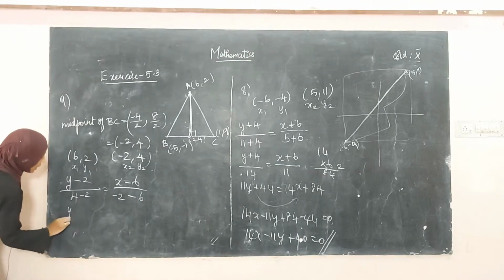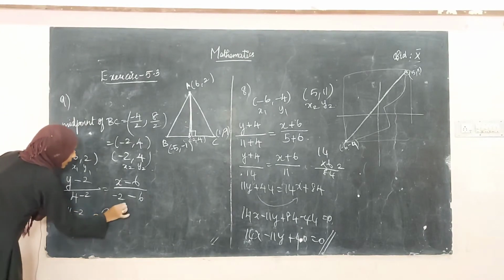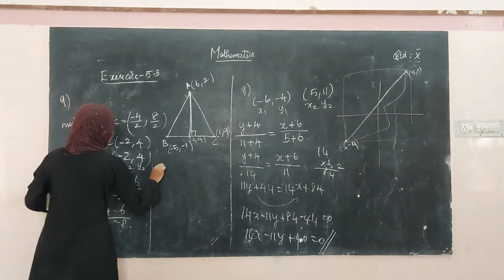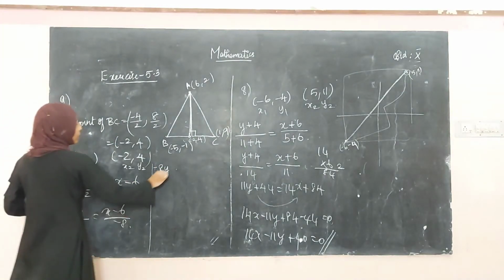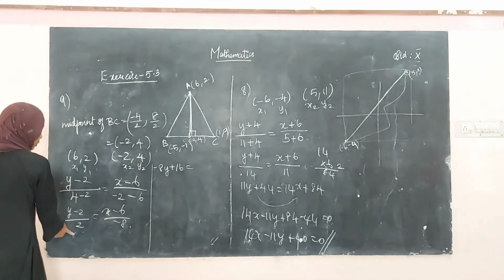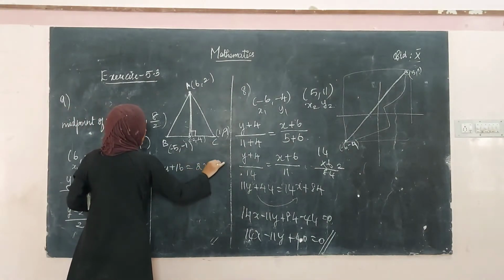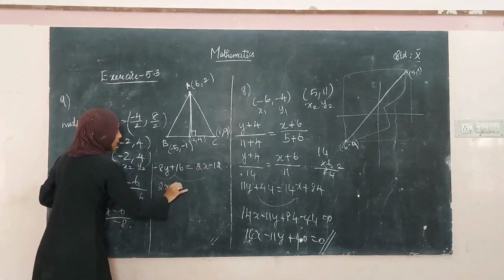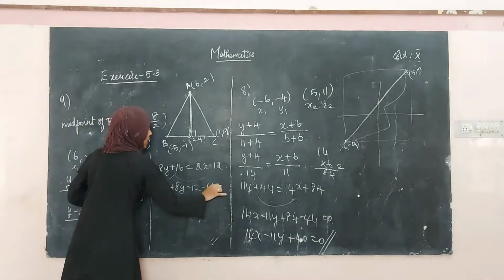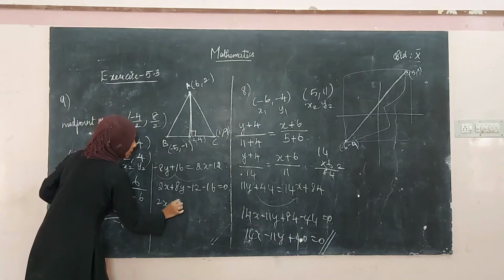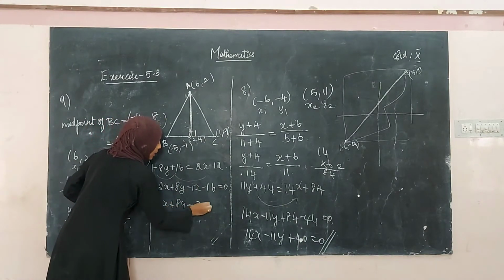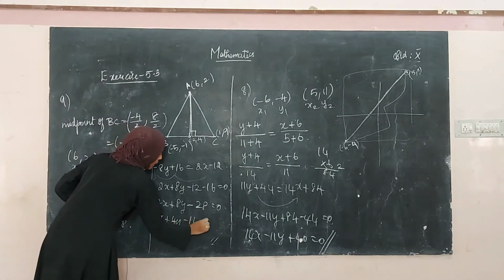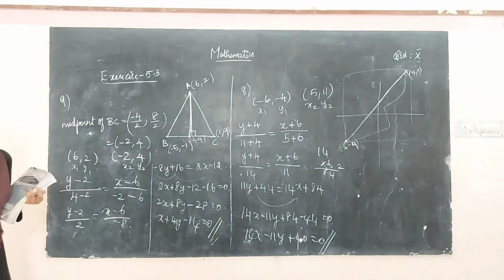Now solve this: (y minus 2) divided by 2 equal to (x minus 6) divided by minus 8. Now cross multiply: minus 8y, minus 8 into minus 2 is plus 16, equal to 2x minus 12. Okay, so now take these two terms to this side, so 2x plus 8y minus 12 minus 16 equal to 0. So 2x plus 8y minus 28 equal to 0. Divide throughout by 2: x plus 4y minus 14 equal to 0. So this is the required equation of the median.